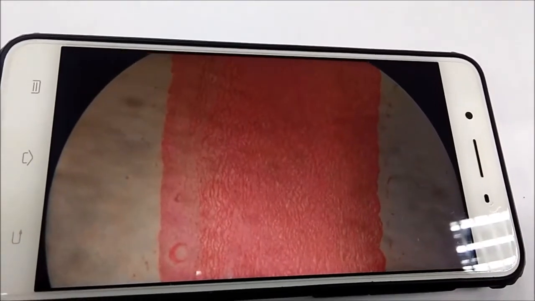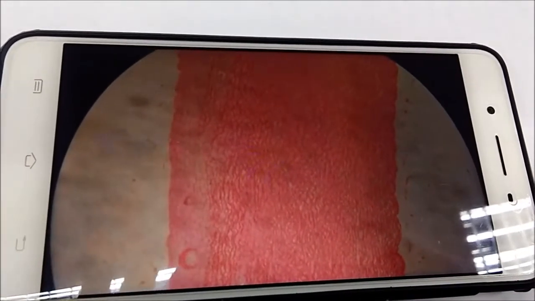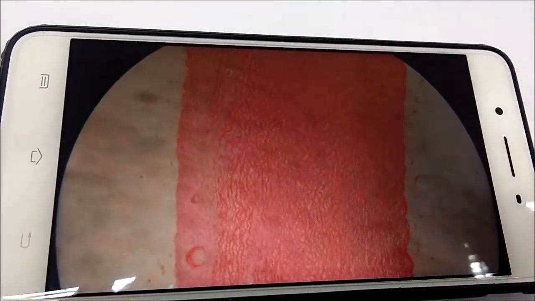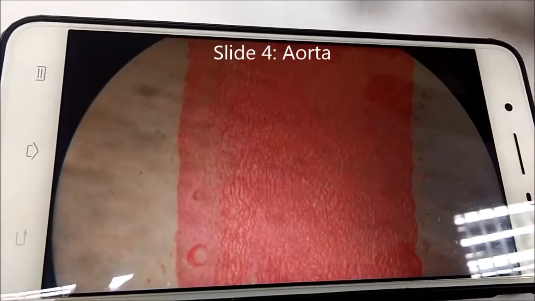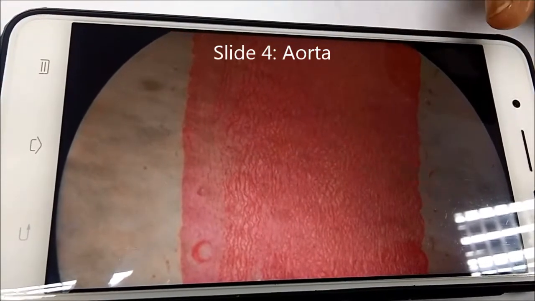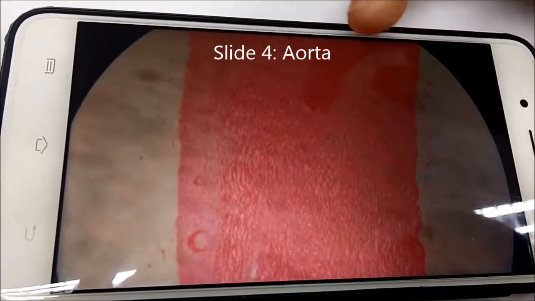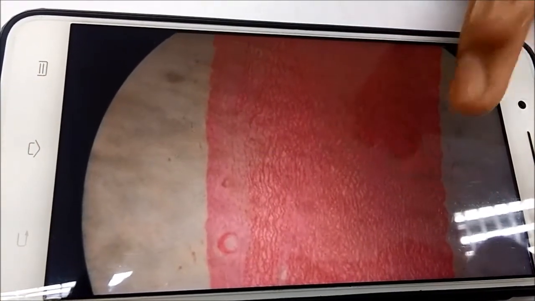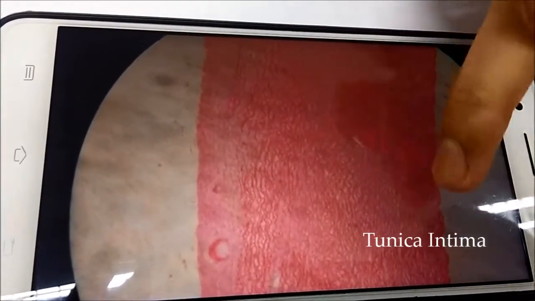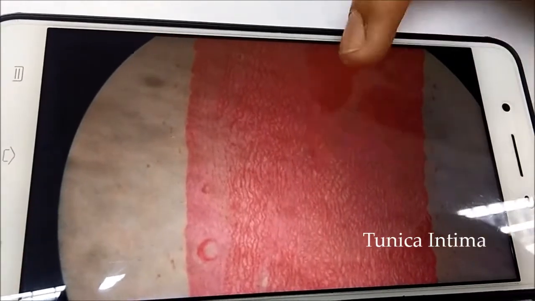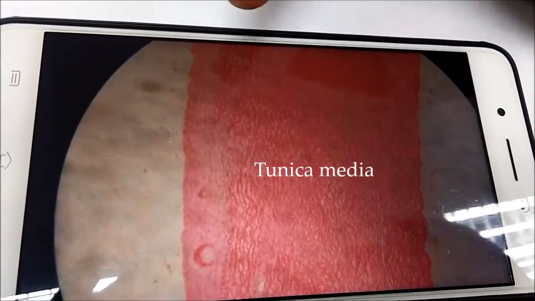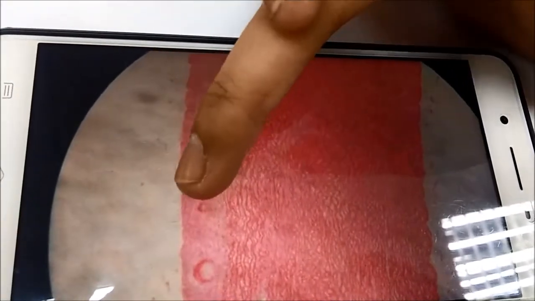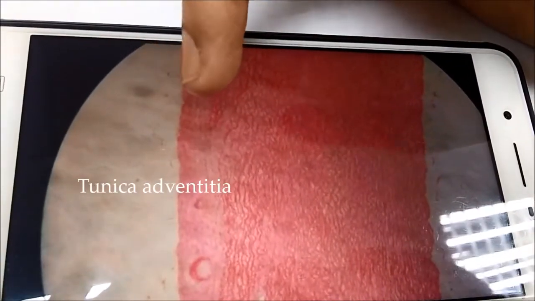And for the fourth slide, in the circulatory system, it is the aorta slide. This is the structure, so basically it is a simple label. We can label here, this is the tunica intima. The middle layer is the tunica media, and as you can see, it is different from the other. This is the tunica adventitia.